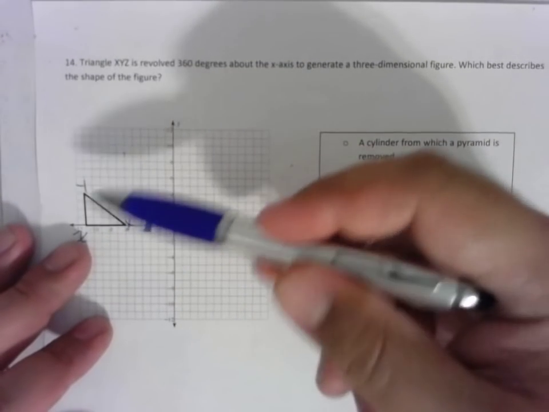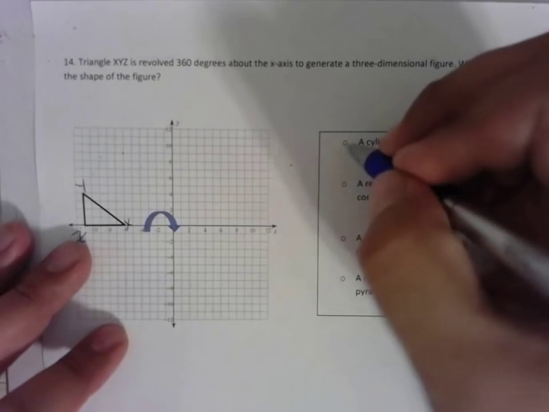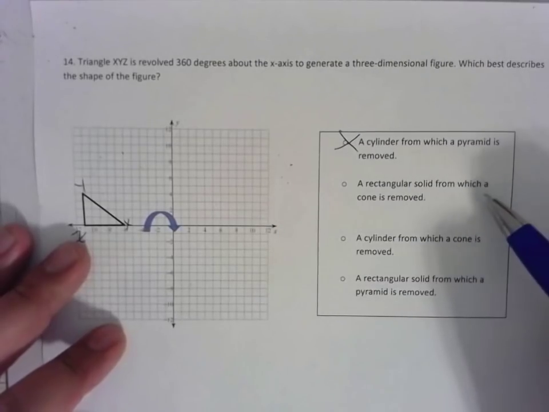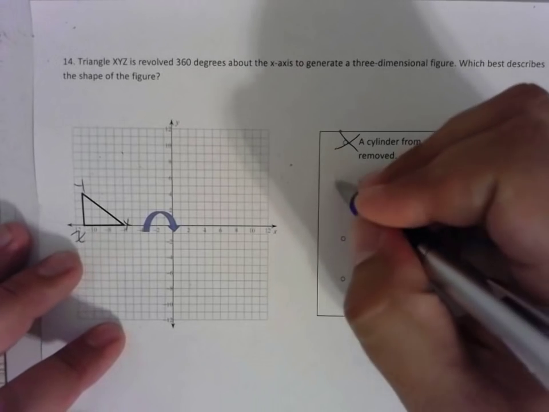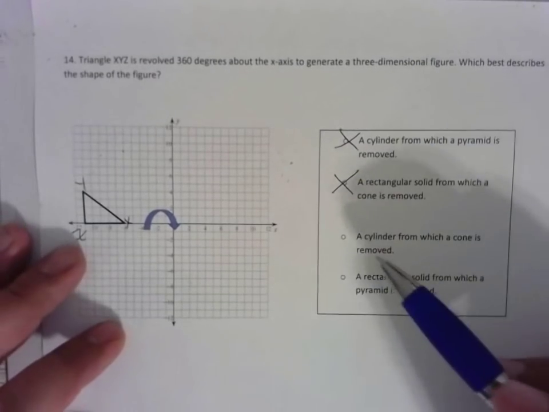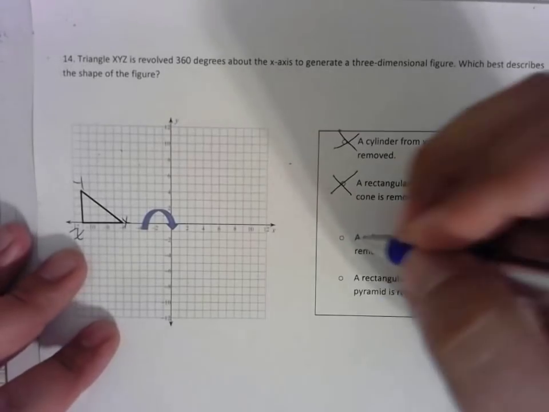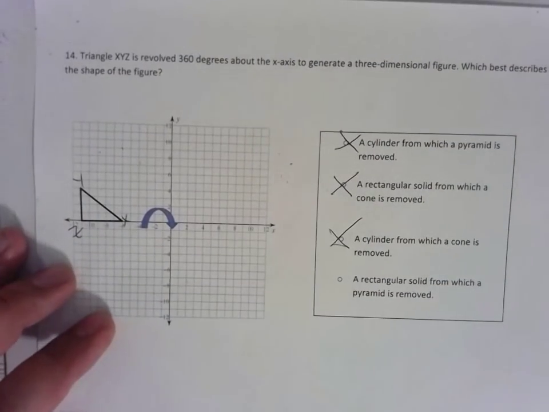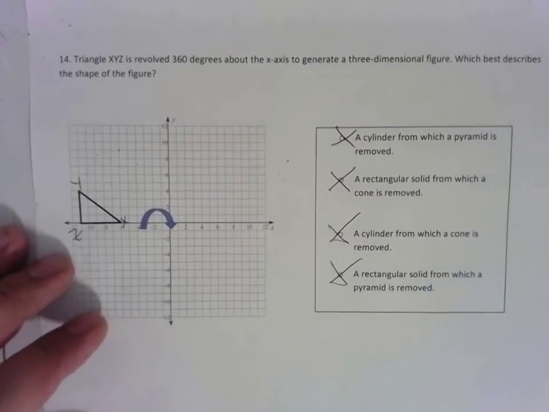If you're spinning this way, I don't see you removing the pyramid. A rectangular solid from which a cone is removed. It's not rectangular. It's going in a circle, so it's going to be a circular base. A cylinder from which a cone is removed. No. None of these are right, huh? A rectangular solid from which a pyramid is removed. It's not a rectangle. It's definitely a cylinder.